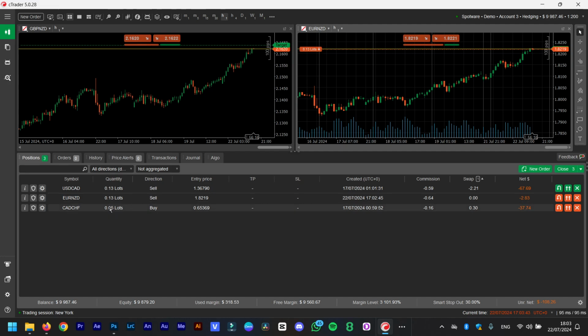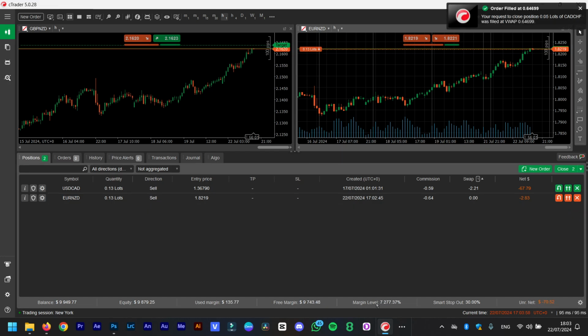Ideally though, I also wanted to close CAD CHF, because I think what's really taking up a lot of my margin is this CAD CHF here. I'm probably just going to close this trade too. Whatever, I'm just going to close it. As you can see, because I closed this trade, my margin is up to 7,000%. I don't know what's going on with CHF, but it's taking up so much of my margin that it's insane.